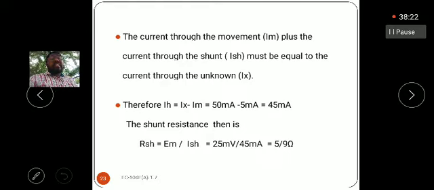The shunt resistance is equal to Em by ISH. Em is equal to 25 millivolts, ISH is equal to 45 milliamps. Finally, we are getting 5 by 9 ohms as the internal shunt resistance.